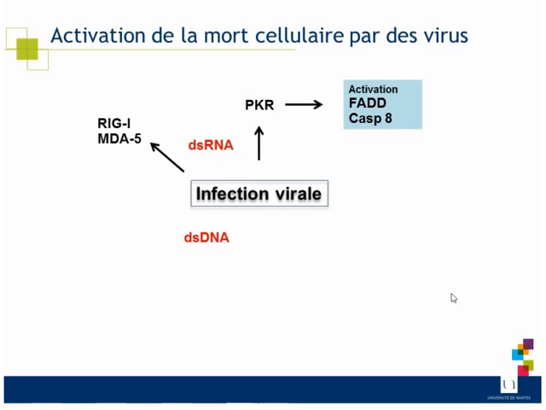Now, other receptors for double-stranded RNA, RIG1 and MDA5, activate ASC and caspase 1, so they will activate pyroptosis, which can also be activated by some double-stranded DNA receptors, AIM2 and IFI16. So IFI16 is very important in the pathology of HIV infection.